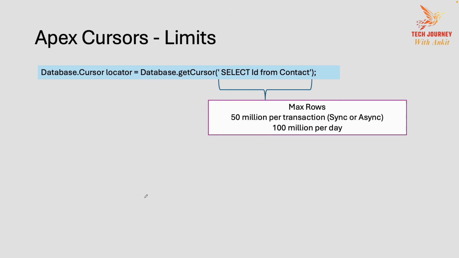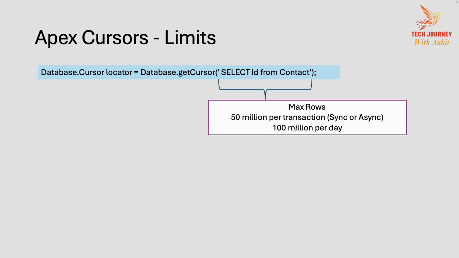Now coming to the key limits that you have to be aware of whenever you are working on the cursor. The first key limit is that you can retrieve a maximum of 50 million records in one single transaction, and this is the same for synchronous as well as asynchronous. Moreover, within a day you can retrieve up to 100 million records. That means a single cursor can return up to 50 million records in one day. Across all cursors combined, you can retrieve up to 100 million records. For example, if one cursor retrieves 50 million records, you can create another cursor that can retrieve up to 50 million more, but you cannot exceed the 100 million daily limit. These limits are current as of today. Again, they might change in the future, so you have to keep track of the Salesforce documentation in case there is any change in the limit.